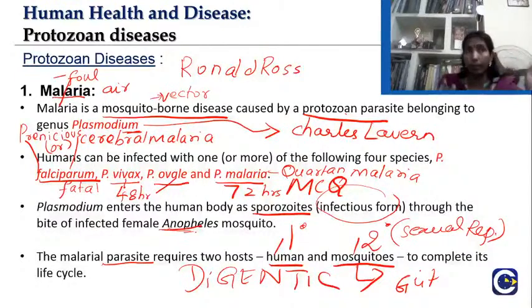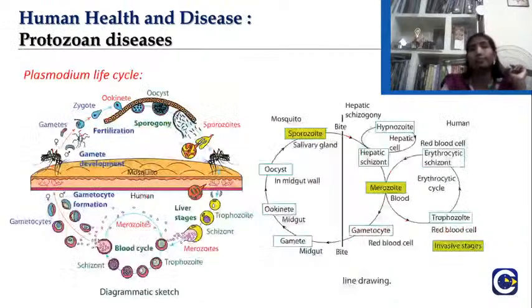The first host is the human. It affects the liver and RBC. Okay. But what about the mosquito? It is a secondary host. But in the gut of the mosquito, the sexual reproduction takes place. So a question can come like that also. Let me see about the life cycle of the Plasmodium.